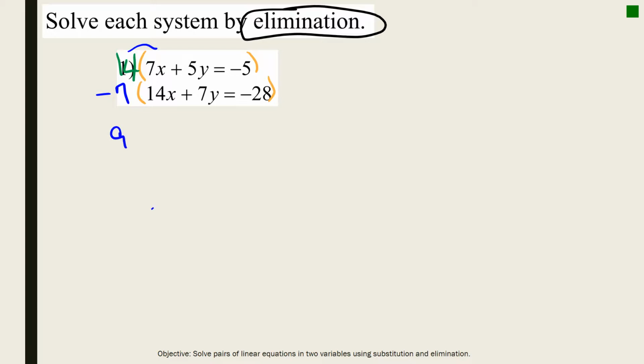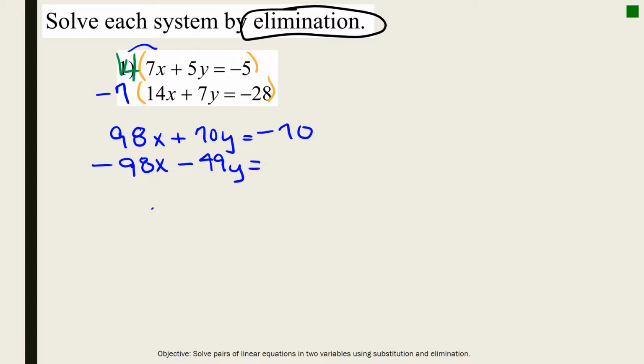That gives me 98x plus 70y equals, oh, guess what? I don't have my phone. 14 times 5, 20, negative 70. Oh, it was just times there, silly girl. Negative 98x minus 49y equals, yeah, we're going to pause this. That equals 196. So the x's cancel.